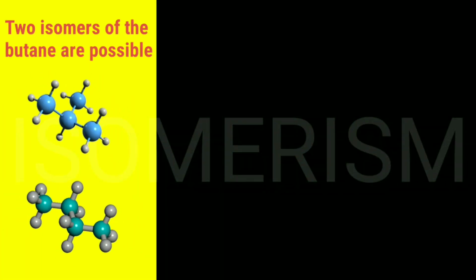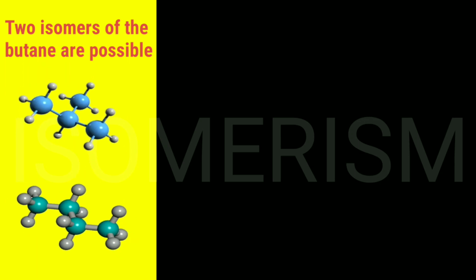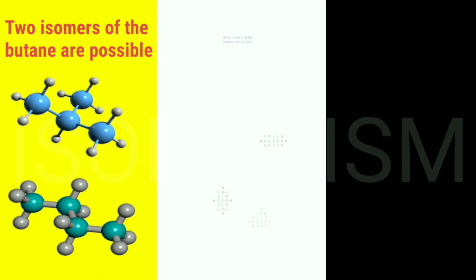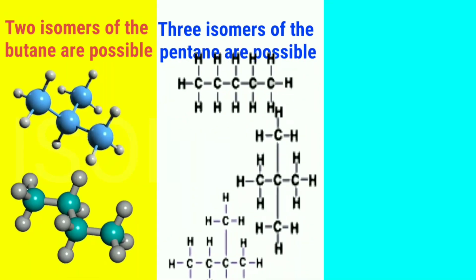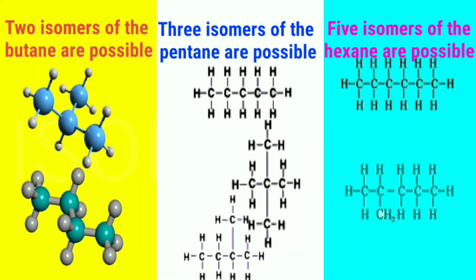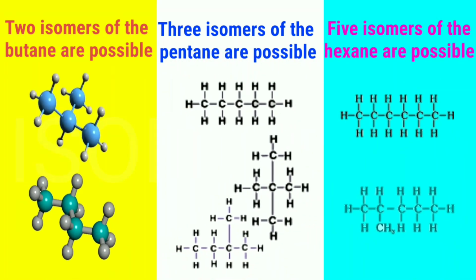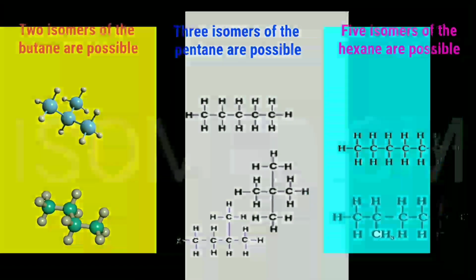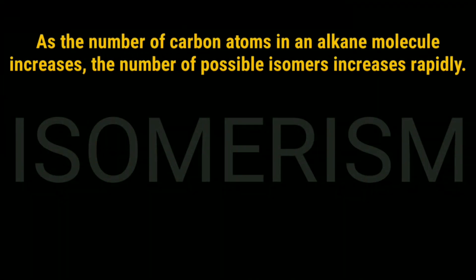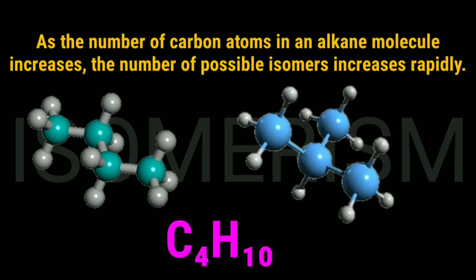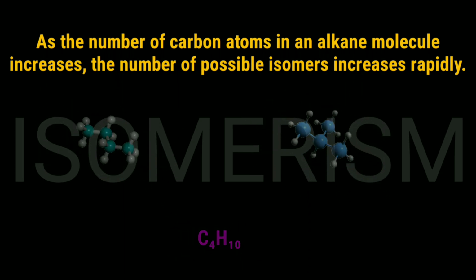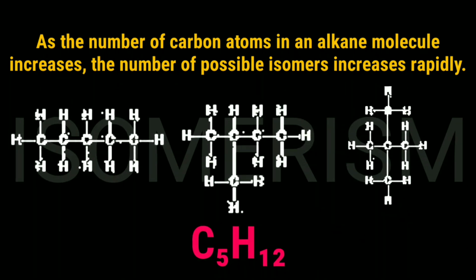2 isomers of the compound butane are possible. 3 isomers of the compound pentane are possible and 5 isomers of the compound hexane are possible. As the number of carbon atoms in an alkane molecule increases, the number of possible isomers increases rapidly.